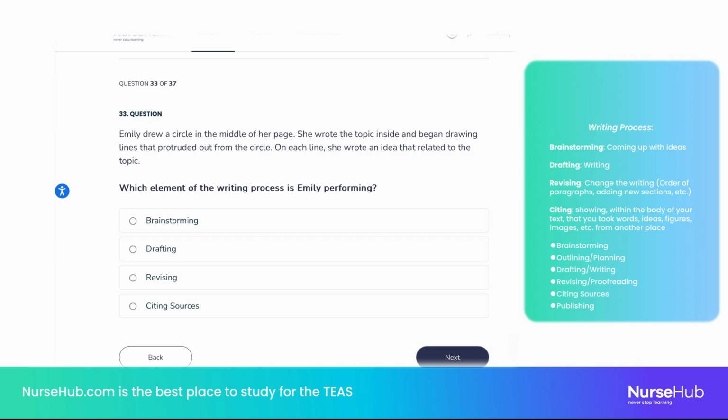So first, let's just jot down a quick little visual of what we have here. So it says Emily drew a circle in the middle of her page. Let's draw a circle here. Okay. She wrote the topic inside, so we'll put T for topic, and began drawing lines that protrude out from the circle. And on each line, she wrote an idea, right, I for idea, that related back to that topic. Okay, this looks like what we like to call an idea or a mind map.